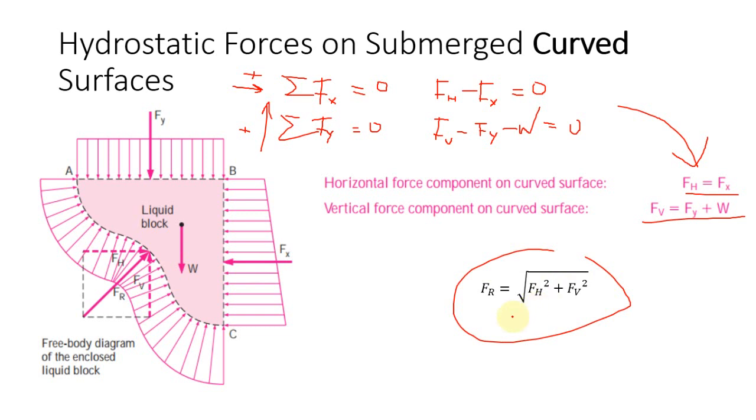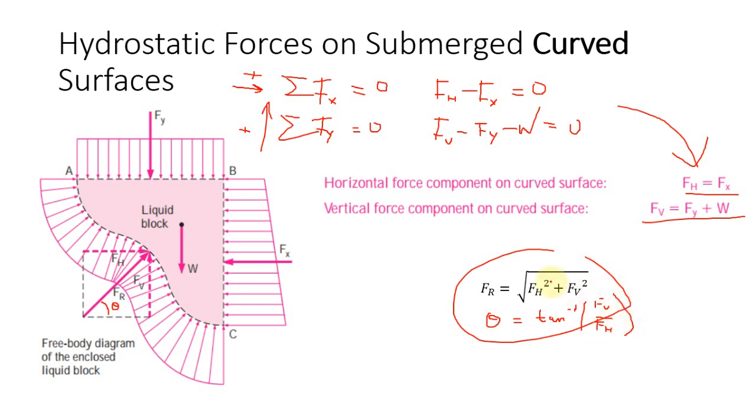This is the magnitude, and if we want the angle, we will see this in more detail in an example. This will be tan inverse. If theta is the angle we have over here, then theta is tan inverse of FV over FH. So this is what you already know.